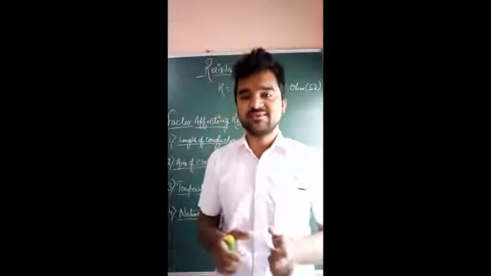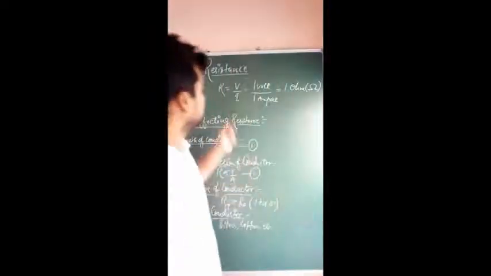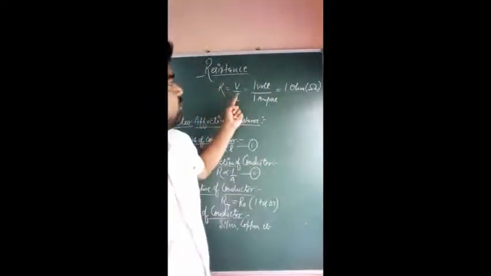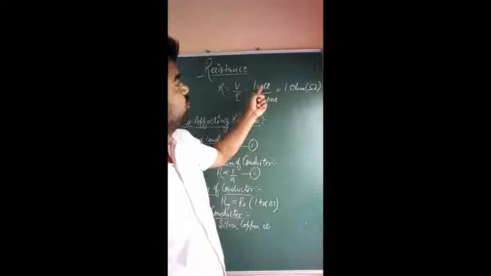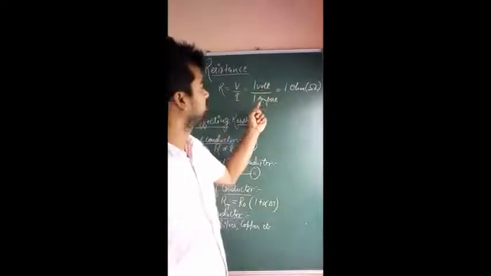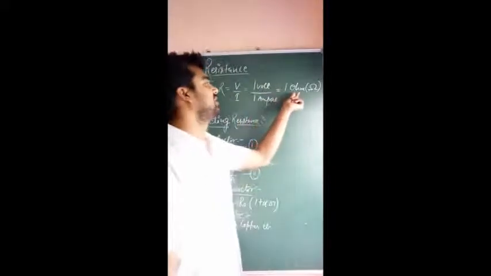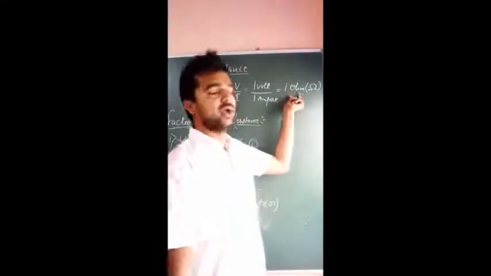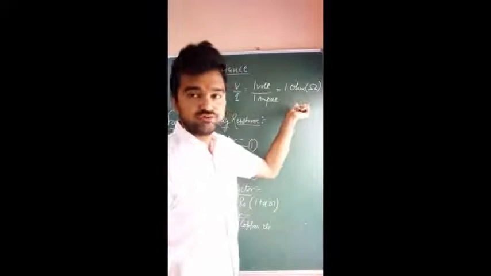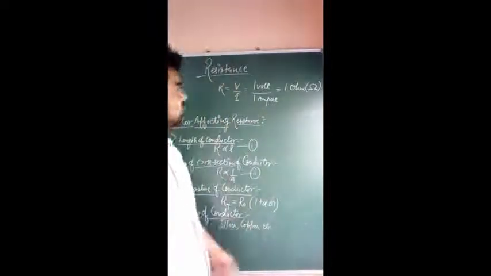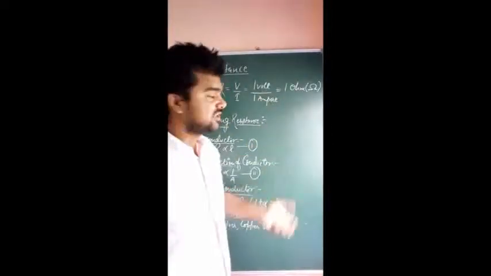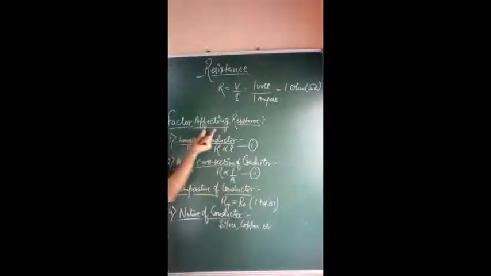We calculate resistance by the factor R equal to V over I. If 1 volt of potential is applied across the ends of a conductor and 1 ampere of current passes through it, we term it as 1 ohm resistance of the wire. So ohm is the SI unit of resistance. Now, on knowing the resistance, let's come to the factors that affect the resistance.